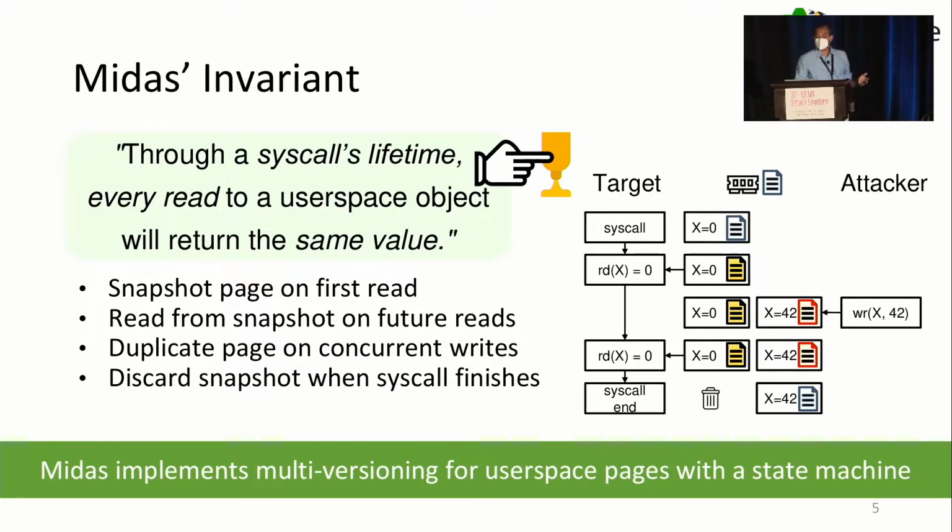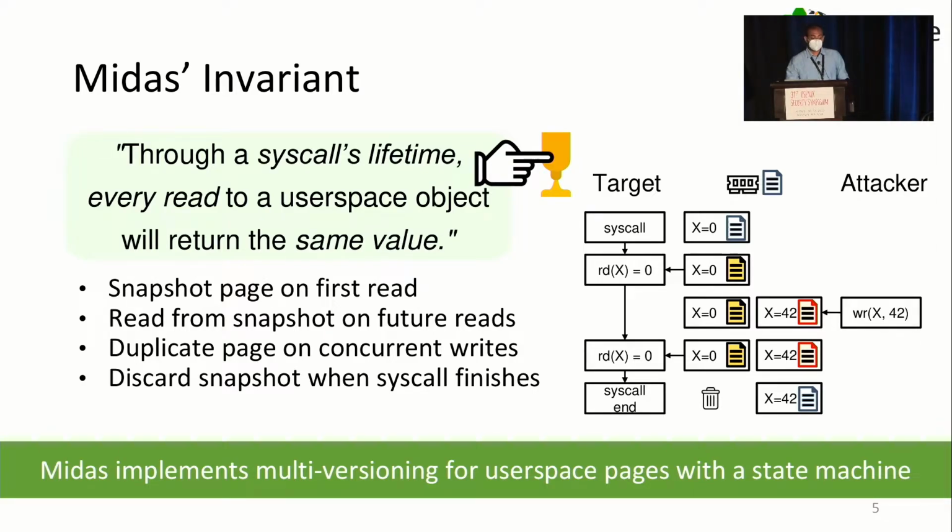How does Midas do this? First, after the syscall starts, as soon as the syscall touches a user space data, just like Midas's golden touch, that page becomes protected. We call this a snapshot. This snapshot is used to provide the same value to the syscall on every subsequent read. Of course, when the attacker does try to modify it, this is legal, so we actually make a copy in user space. And this copy can be updated. And when the syscall finishes and it no longer requires a snapshot, we are able to discard it. In essence, Midas implements a multi-versioning system for user space pages.